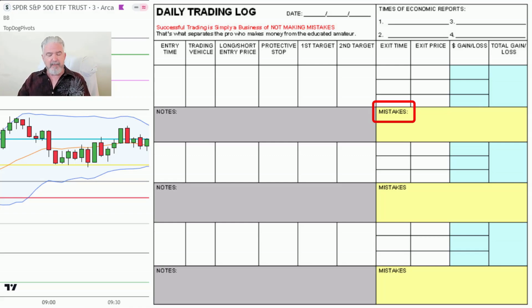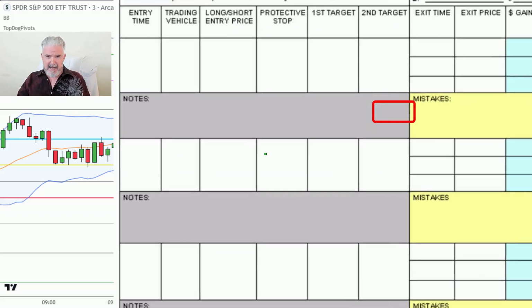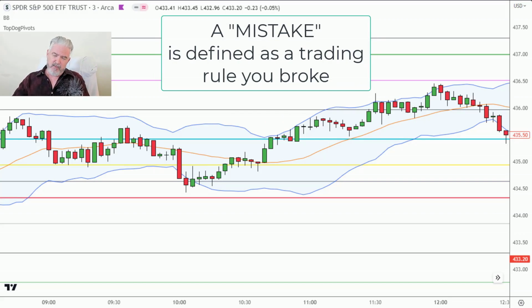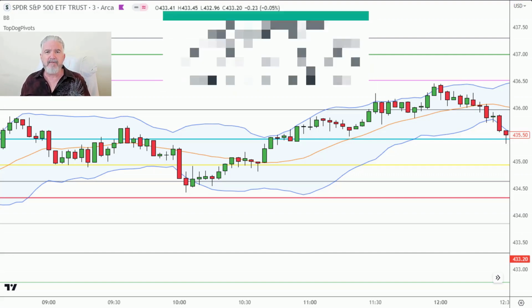But what I'm talking about here with my trading log is that I write down the mistakes. And the mistakes are where you break your rules. That's what a mistake is. It's defined as which rule, if any, did I break? Now, if you have a loss and you made no mistakes, we call that a good loss. It means, okay, again, we're trading statistics, not certainties, and therefore sometimes the statistics are not going to work out in our favor.